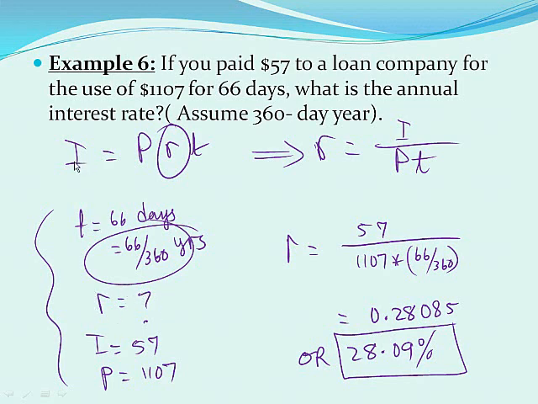We can work with the same formula, I equal to PRT. Then solve for R. That means we need to divide by P times T on both sides. Rate equals I divided by P times T. Then we can plug in the numbers. I equal to 57. P equal to 1107. Time equal to 66 over 360. And getting the value for R as 0.28085. If you want to quote the rate as a percentage, you need to multiply by 100, which will be 28.09%.